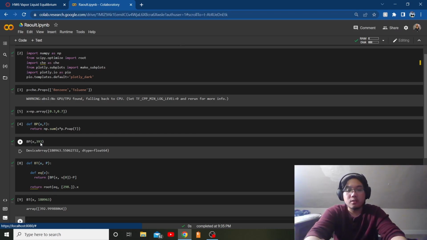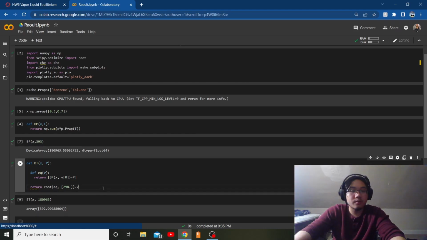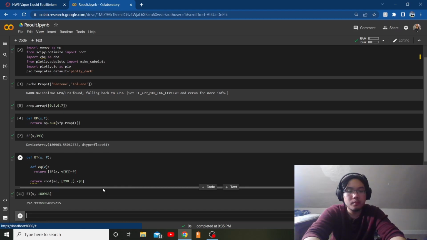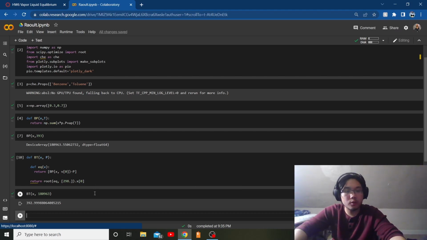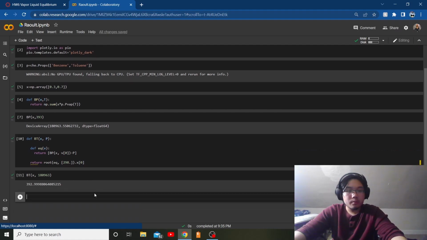You'll see that it comes out as an array. So if we just wanted this singular value, we could do 0, pull out that one value, and we'll get a scalar when we run the function. And so that's what we get for bubble temperature. It's actually the same exact process for the dew point, dew pressure and dew temperature. It's the same exact thing, just using the expression that we developed beforehand.